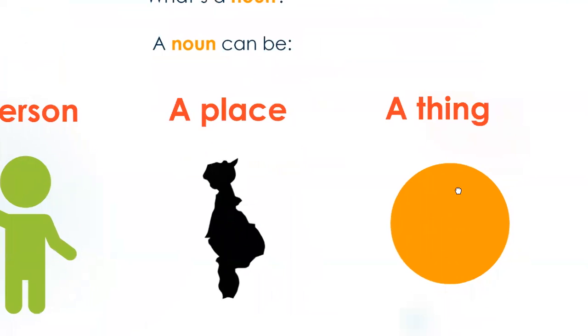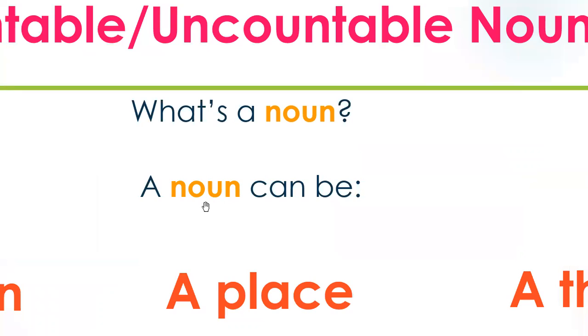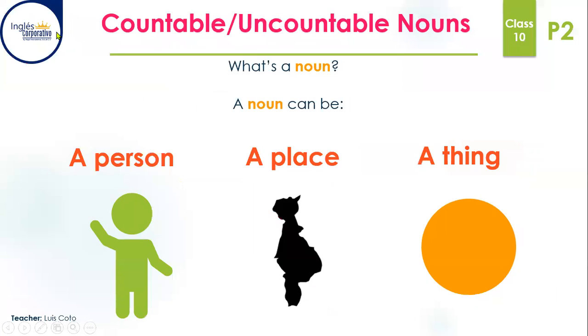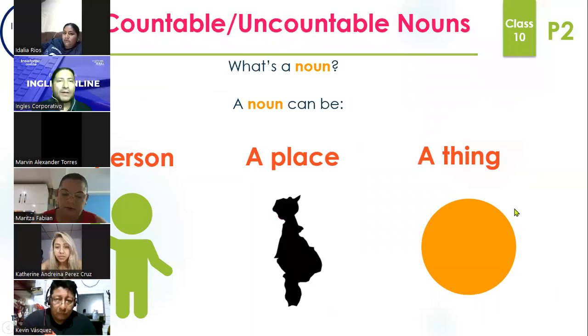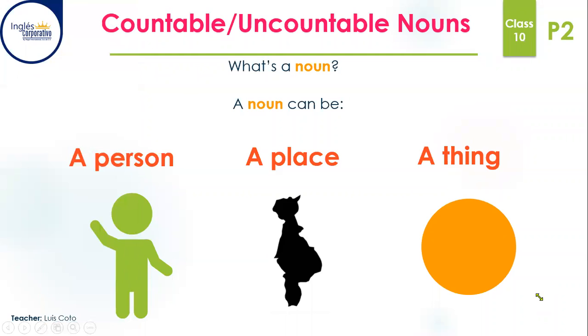And what else can be? A thing. And what is this? What is that? That is a circle. A circle is a noun too. A circle, a triangle. What else? General things. Computers. A car. Cars are nouns. Purses, glasses, etc. We have different types of nouns.